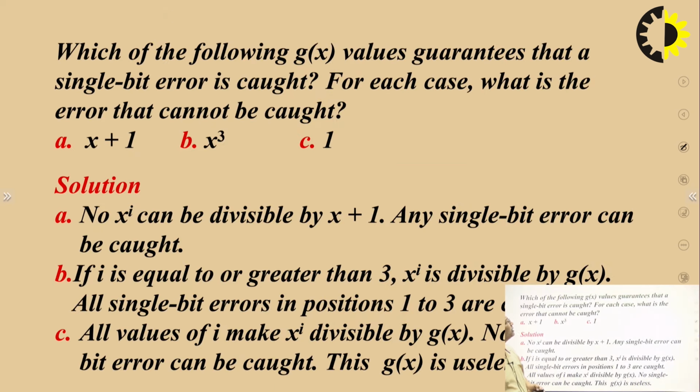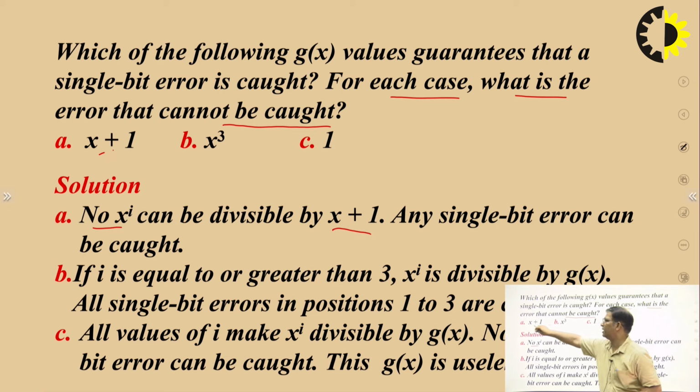Which of these following g(x) values generate a single bit error that is caught for each case? What is the error that cannot be caught? x plus 1, x cubed and 1. Now understand, x to the power i cannot be divisible by x plus 1. So we are talking about this case. Any single bit error can be caught by using this.